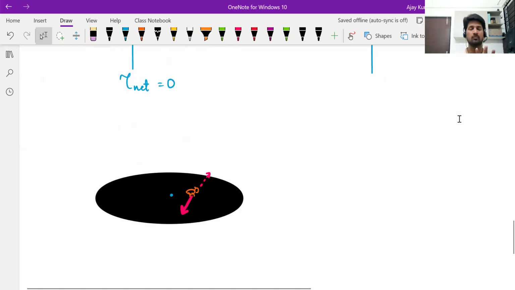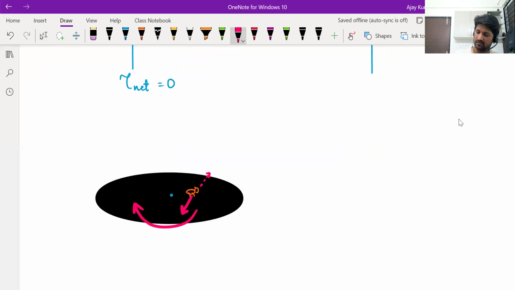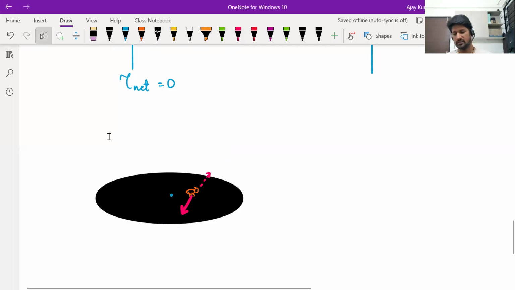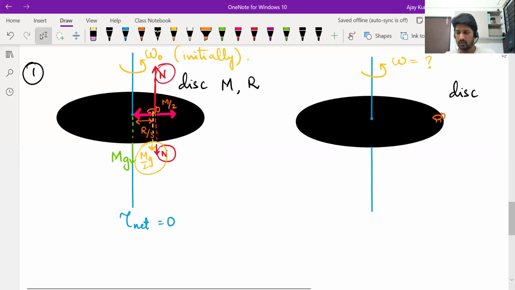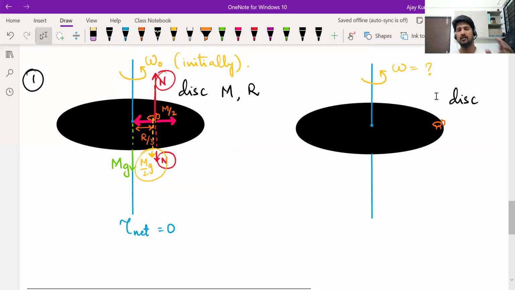So only disc angular momentum won't be conserved. Only insect angular momentum also won't be conserved. But since these frictions are an action-reaction pair, whatever torque friction on the ant is creating, an opposite torque will be created by friction on the disc. So net torque due to friction becomes 0 on the disc plus ant system, not just on one of them. So hope this is clear to all of you. You can now apply conservation of angular momentum to the disc plus ant system.